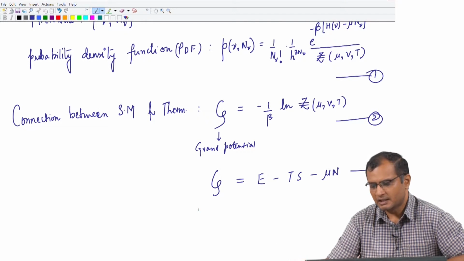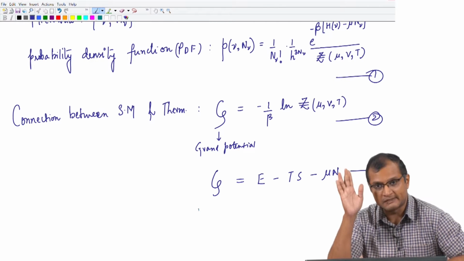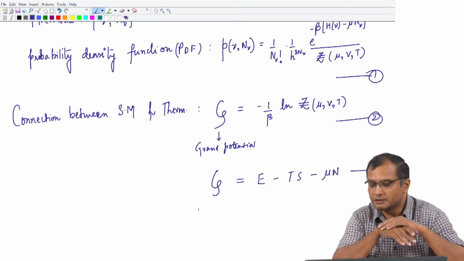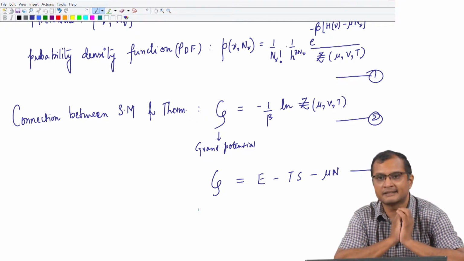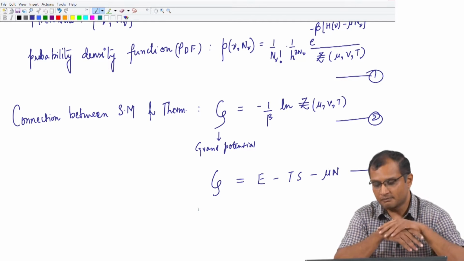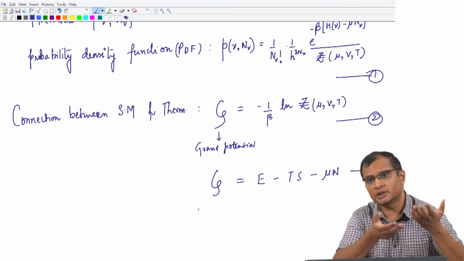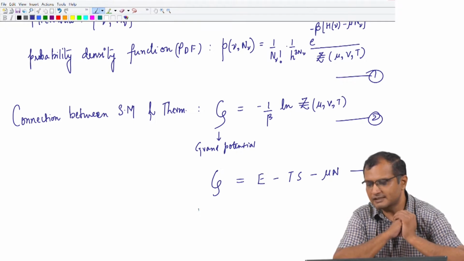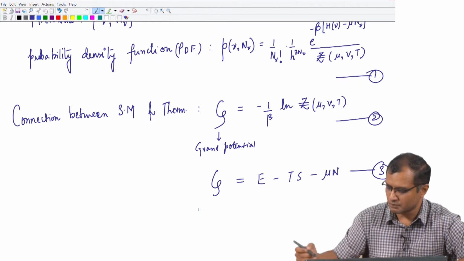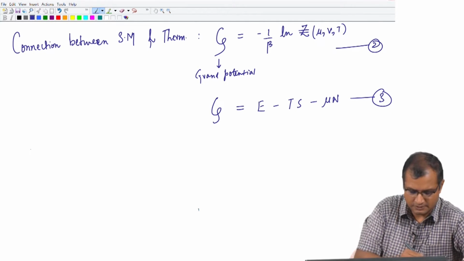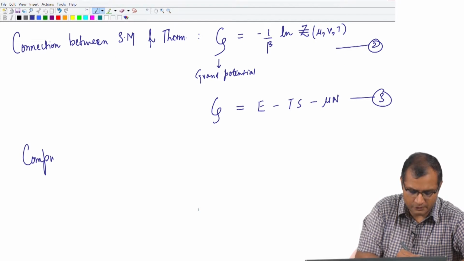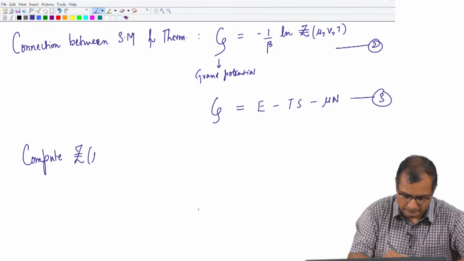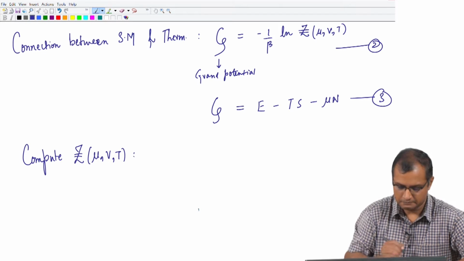From equation 1 I can work out an expression for the partition function, because this is a norm of the probability density function. So, if you can obtain the partition function for the classical ideal gas under the grand canonical ensemble, you can then use equation 2 and 3 to connect statistical mechanics with thermodynamics. So, the first task is to compute the partition function, then we shall be in the position to utilize equation 2 and 3. And this is very simple.